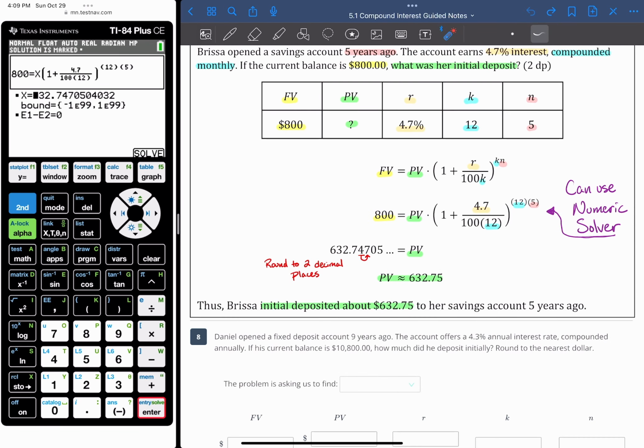Again, these types of problems, instead of looking for FV, are going to have either this variable or this variable missing that you have to look for. Try your skills with the next 2 problems.